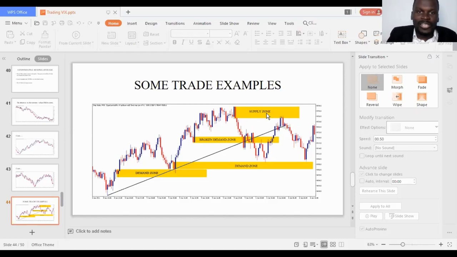As I'm telling you guys, put everything together when you're trading this. Pay much attention to the details of the chart. The charts always tell the story of what's going to happen next.